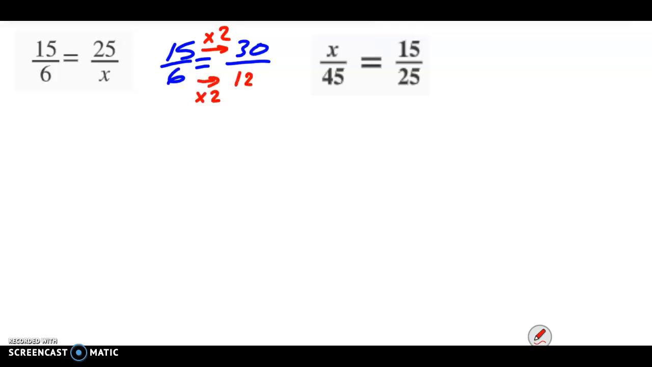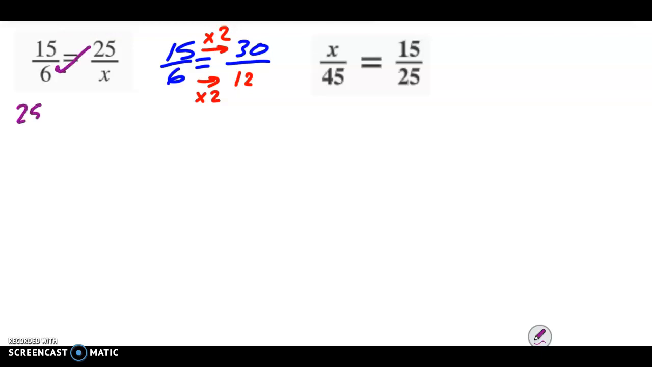Great. But now we're going to be focusing on that cross product because we're in situations where you cannot very easily determine 15 times something equals 25. It would be 1 and 2/3. And I don't think we want to multiply 6 by 1 and 2/3. You're going to be dealing with decimals and fractions. So the easier way to do that is to use the cross multiples.